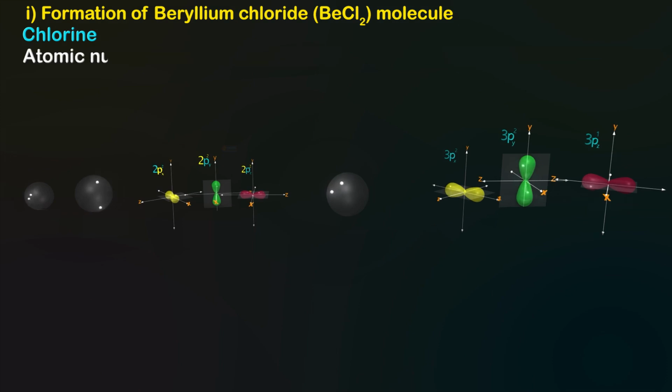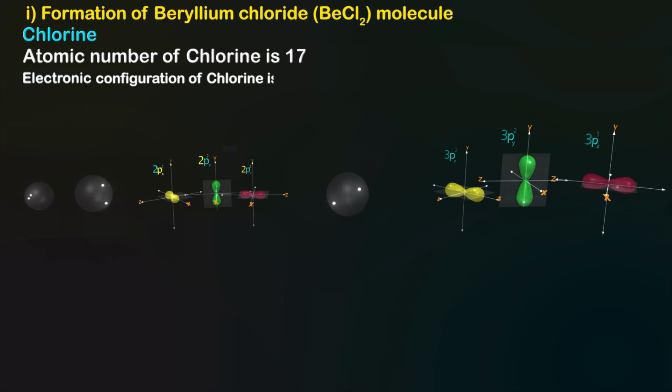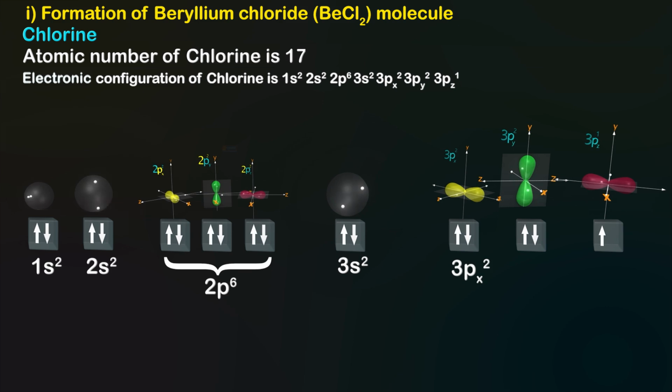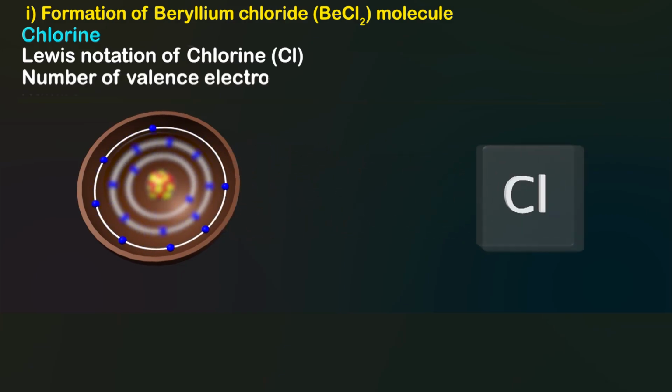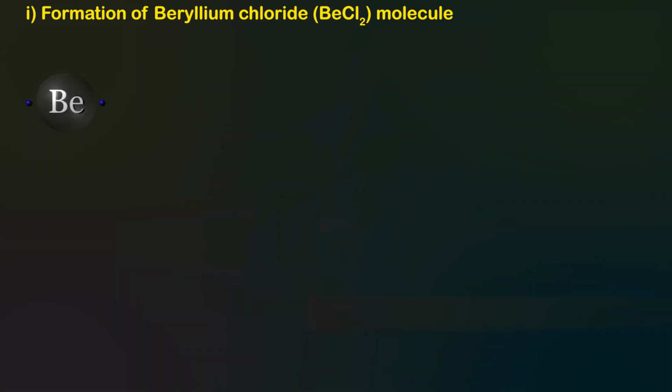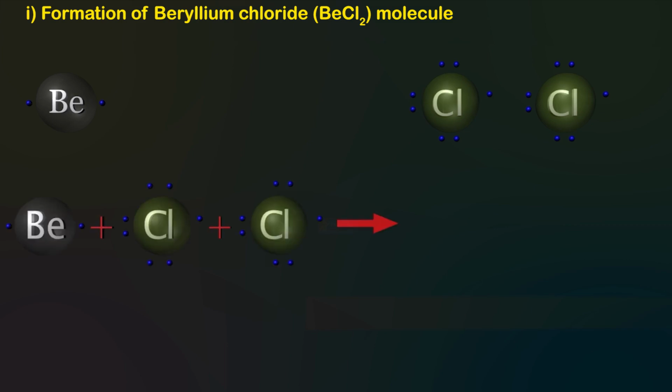Chlorine. Atomic number of chlorine is 17. Electronic configuration of chlorine is 1s2, 2s2, 2p6, 3s2, 3px2, 3py2, 3pz1. Number of valence electrons in the outermost shell of chlorine is 1. Each chlorine can pair up with 1 atom. One beryllium atom can pair up with 2 chlorine atoms and form beryllium chloride molecule.